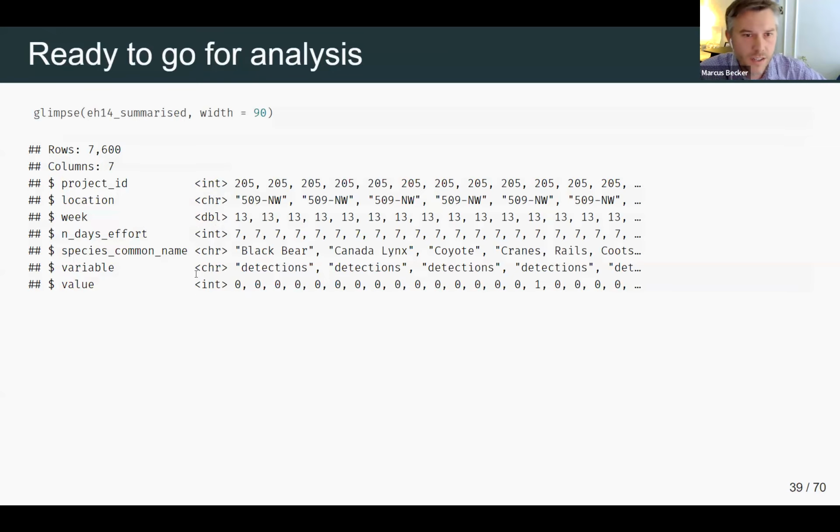It's kind of hard to see here, but this is the week of the year, so the 13th week of the year, the number of days of effort, which is 7, it should be 7 per week. And then for each species, you get whether or not it was detected, or how many detections in this case. So lots of zeros and then a few ones. So that's a nice jumping off point for future modeling, and hopefully can get you started with your camera data.